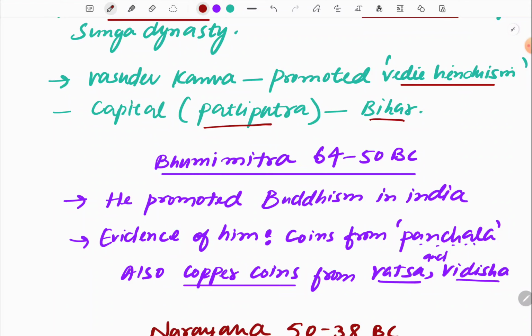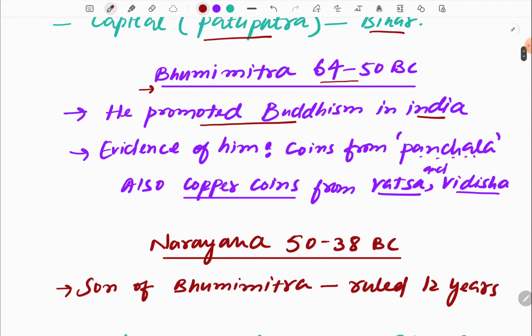After this Vasudev Kanva, his son Bhumi Mitra came to power. He is the other important king after Vasudev Kanva, and Bhumi Mitra ruled from 64 to 50 BC. He is known for promoting Buddhism in India. The evidence of him being the king is derived from the coin inscriptions that were found in Panchala, and also some copper coins found from Vatsa or Vidisha, which show the name of Bhumi Mitra on them.